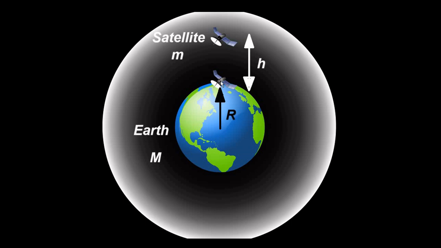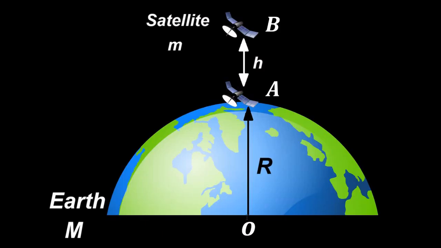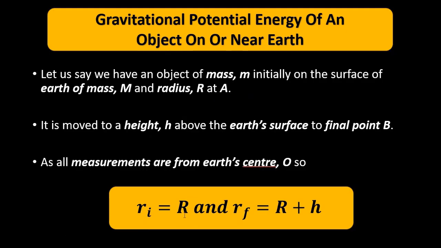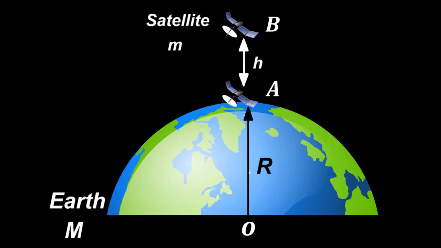Initially the satellite is on the surface of the earth. So the separation distance between the earth's center and the surface, the initial position of the satellite at position A, we can write as Ri is equal to R. This is the initial position of the object, the satellite.